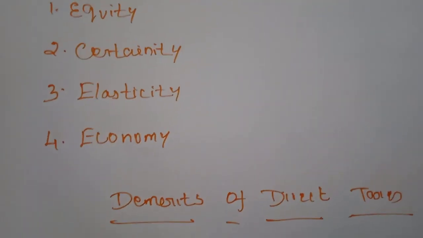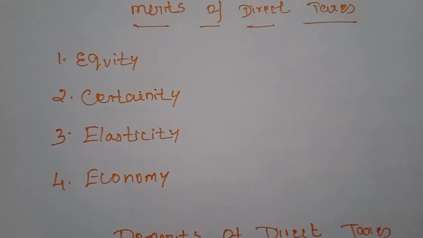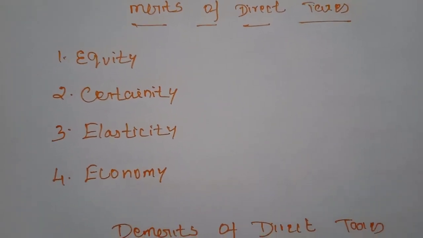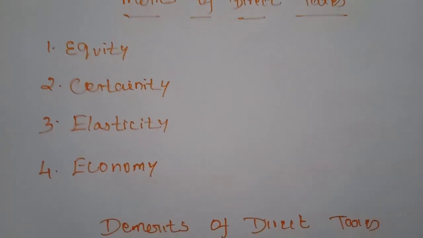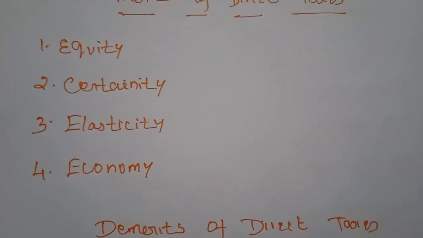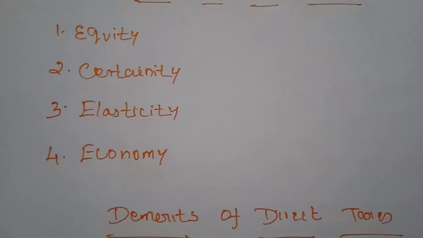Next, economy. The cost of collection of direct taxes is relatively low. The taxpayers pay the tax directly to the state. There is not much effort taken by the government.